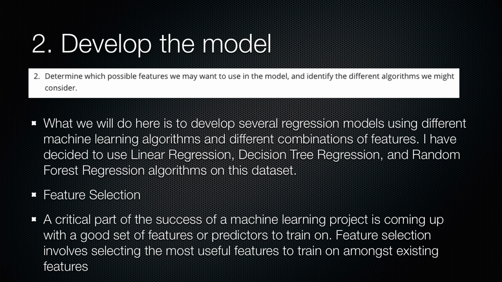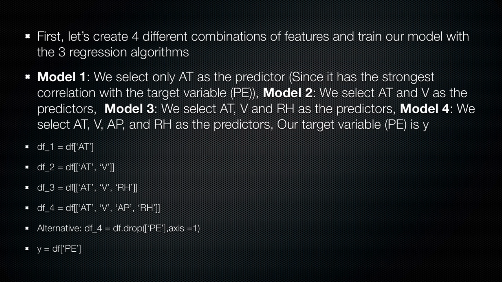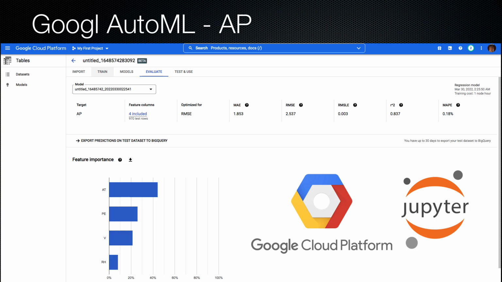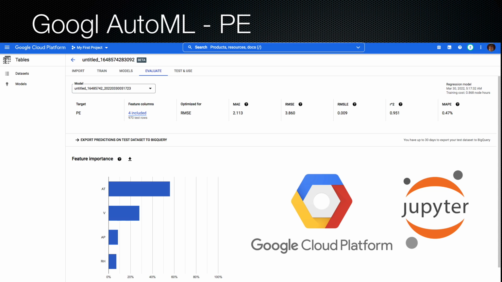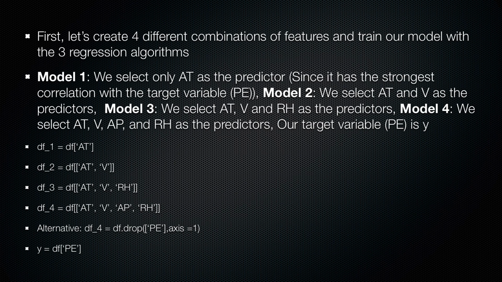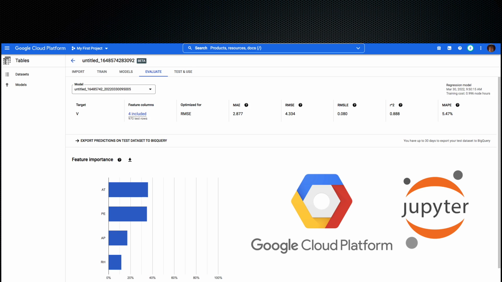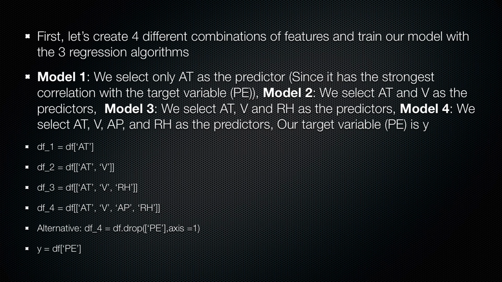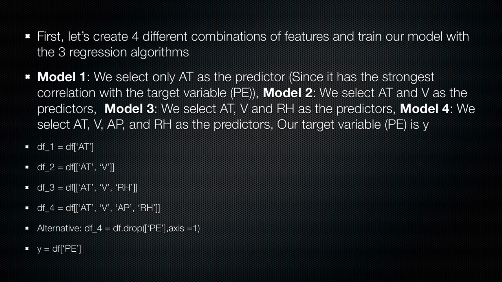What we will do here is to develop several regression models using different machine learning algorithms and different combinations of features. First, let's create 4 different combinations of features and train our model with the 3 regression algorithms. Model 1, we select only AT as the predictor. Model 2, we select AT and V as the predictors. Model 3, we select AT, V and RH as the predictors. Model 4, we select AT, V, AP and RH as the predictors. Our target variable is y.